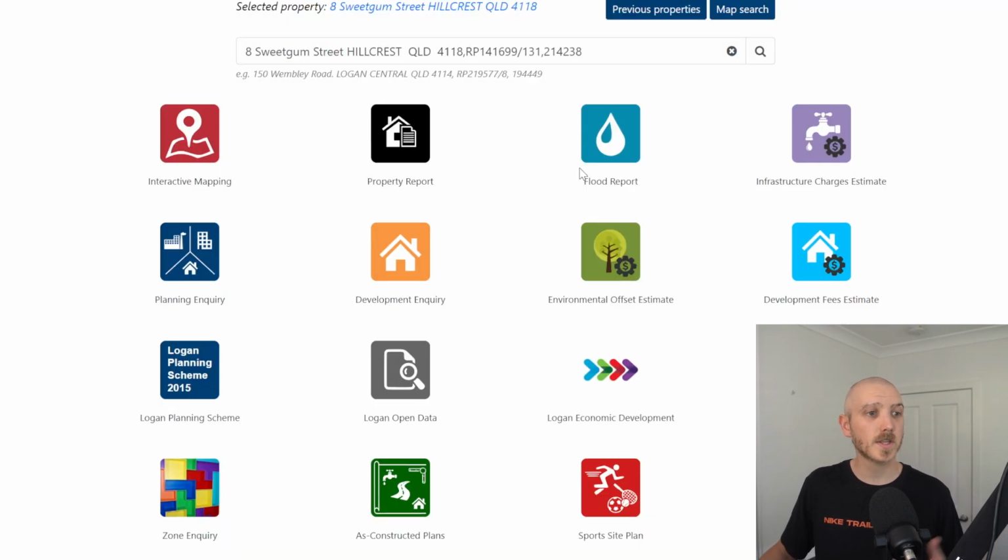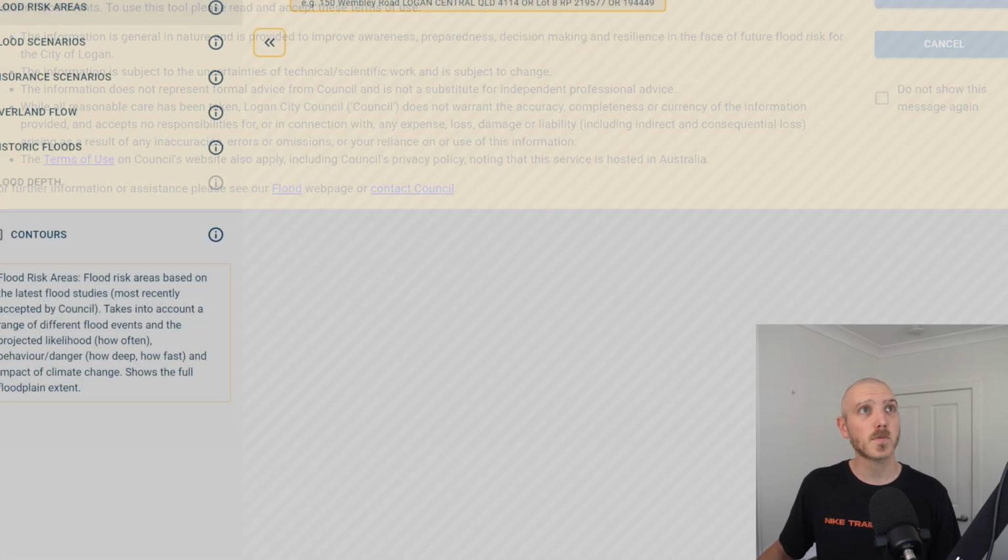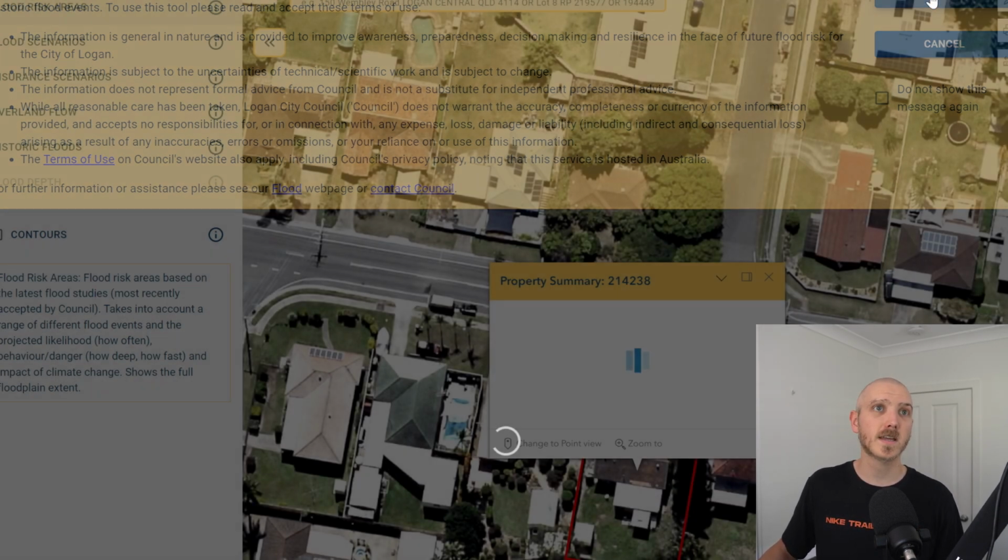So to jump onto Logan, you just need to type in the Logan PD Hub. This is a property's address that we looked at recently. 5 Sweetgum Street in Hillcrest was a recent client video, and that client is doing some major renovations. Now, we ran a flood report for that property and there were no flooding concerns.